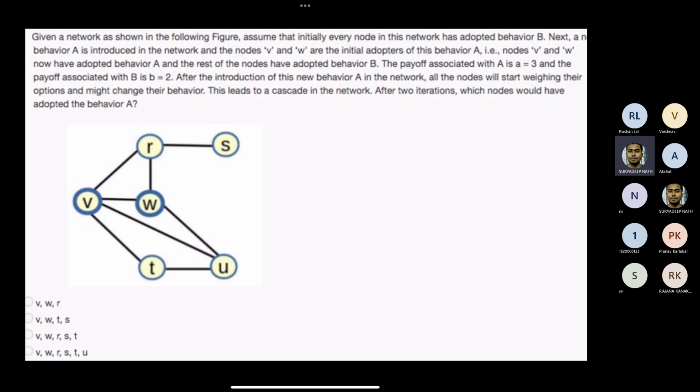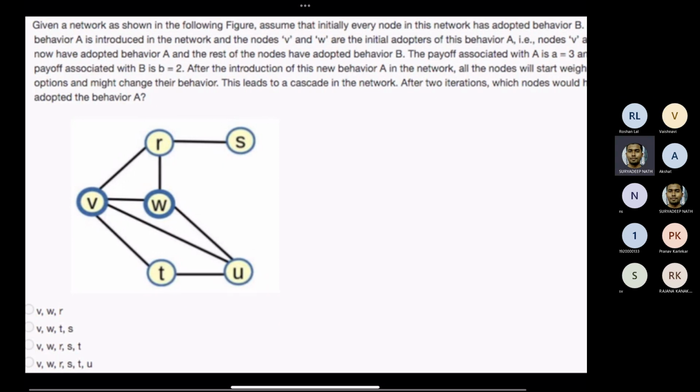For V and W, if you look at the friends of V, they are R, T and W. It has 1 into 3 coming from W, and 3 of his friends are with the old behavior, that is A. So sorry, that is B. So that is 2 into 3, that is 6, the pay for the old behavior, and 3 into 1 for the new behavior from W. So V's behavior from A will change to B, because after the first iteration, 3 of his friends R, T and U are with the behavior B, and therefore V will change.